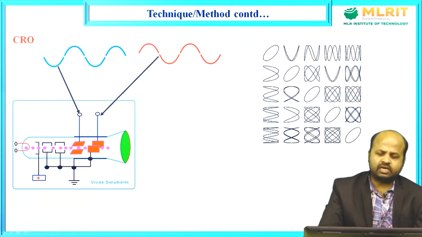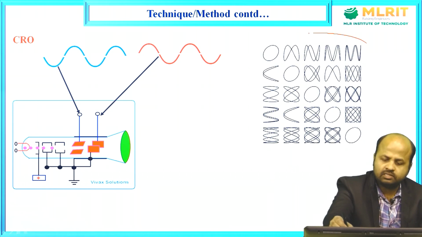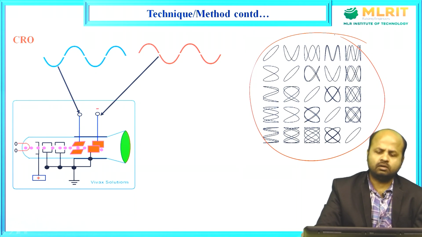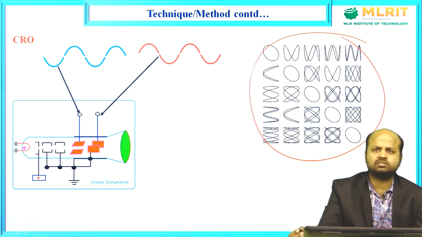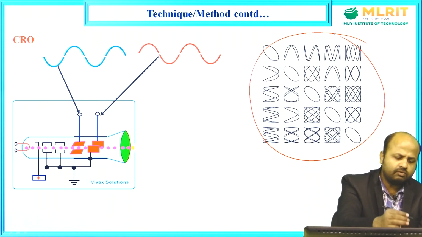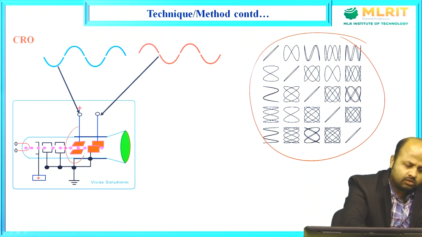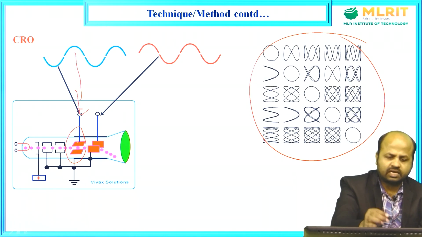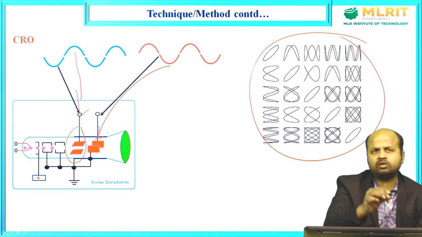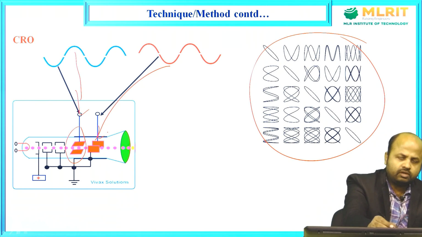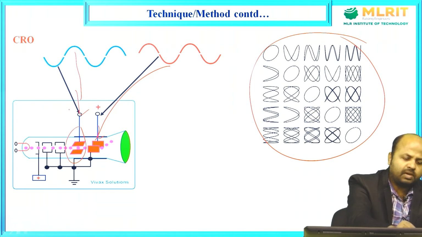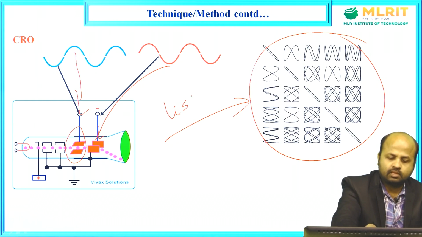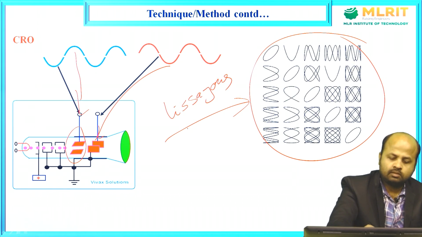Here we can see that there are different types of Lissajous patterns. Each pattern has its own meaning, and I will discuss the meaning of each pattern in the upcoming slides. Here I am applying two sine waves. The first sine wave I am applying to the vertical plate, and the second sine wave to the horizontal plate. In this way, when you apply a sinusoidal wave to the horizontal and vertical plates, you will get a Lissajous pattern.